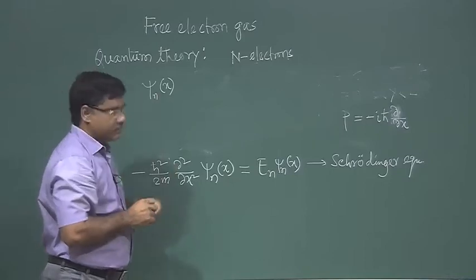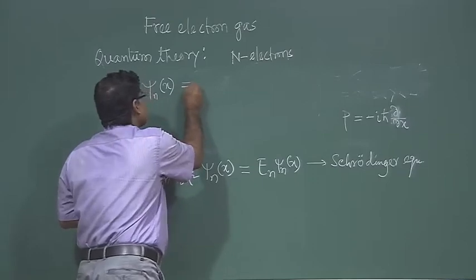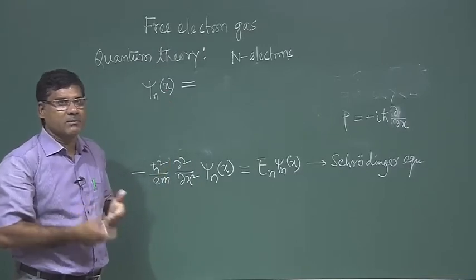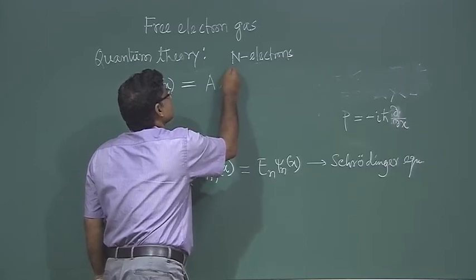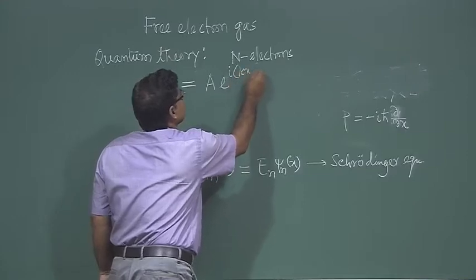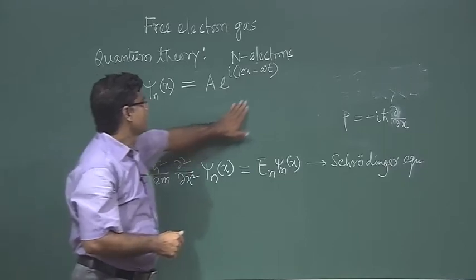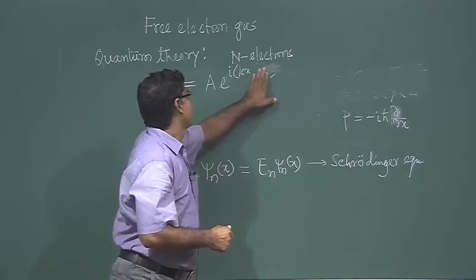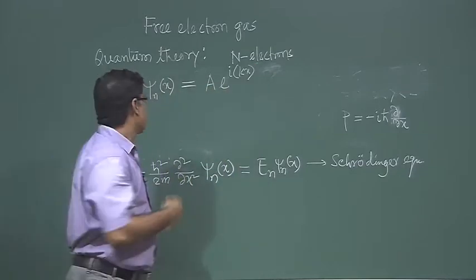we can consider the solution. Generally, a wave solution you know is in this form: A e to the power i (kx minus omega t), right. In our case it is not a function of time, so we do not need this part. So, it is generally in this form.